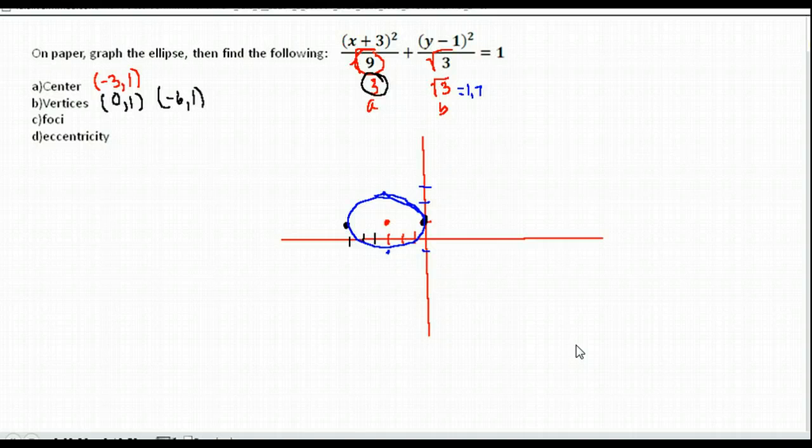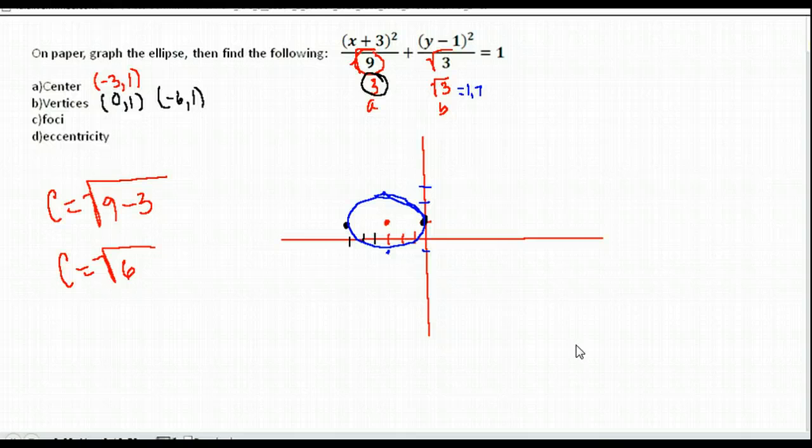All right, focus point. We need C for that, so let's find C. C is the square root of whichever is larger, in this case A squared, which was 9, minus B squared, which is 3. So C equals the square root of 6. So for our focus points, we're going to go square root of 6 to the right and square root of 6 to the left. If you want to put that on the graph, the square root of 6 is about 2.4. So we go 2.4 to the right of our center and 2.4 to the left of our center. There are our focus points.